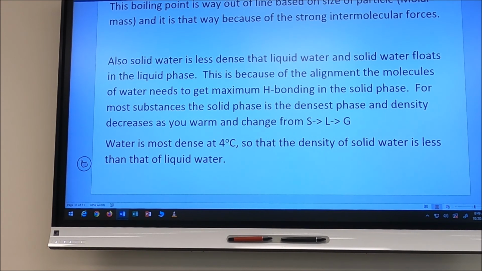For most substances, the solid phase is the densest, followed by the liquid phase, followed by the gas phase. Water is at its densest at 4 degrees C and at normal atmospheric pressure. And that means the density of solid water is less than that of liquid water.